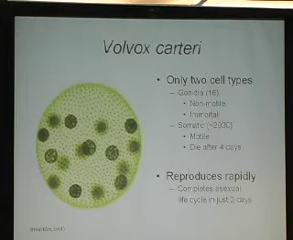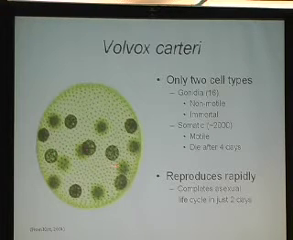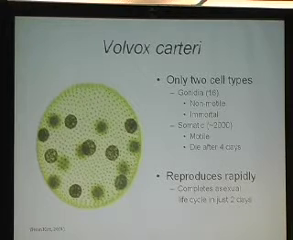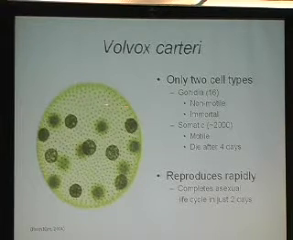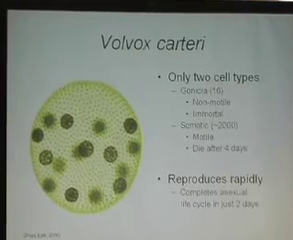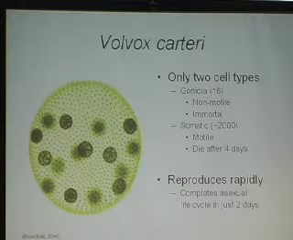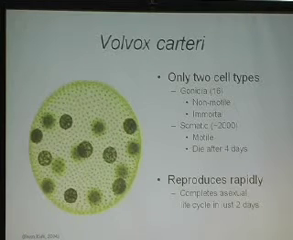And Volvox carteri lends itself as a good model organism for several reasons. First of all, it contains only two cell types. So what you see here are the larger cells, which we call gonidia, and they're responsible for reproduction. And Volvox also contains approximately 2,000 smaller cells that are responsible for motility, and they're terminally differentiated, and we call them somatic cells. Volvox also reproduces rapidly. Its asexual life cycle takes about 2 days.